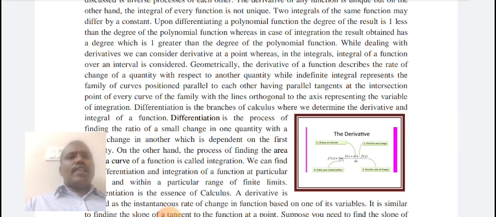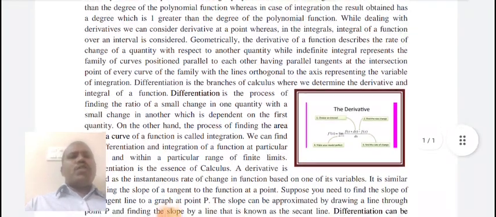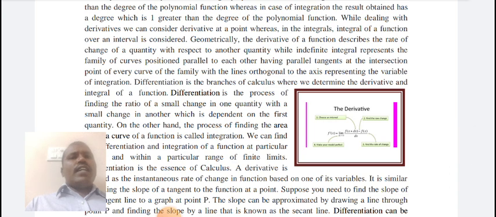Upon differentiating a polynomial function, the degree of the result is less than the degree of the polynomial function, whereas in the case of integration, the result obtained has a degree which is 1 greater than the degree of the polynomial function. While dealing with derivatives, we consider the derivative at a point, whereas the integral of a function is considered over an interval.